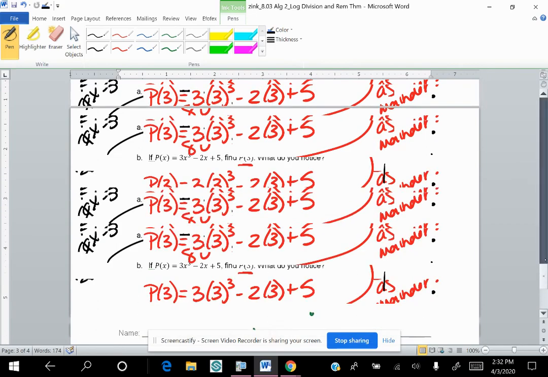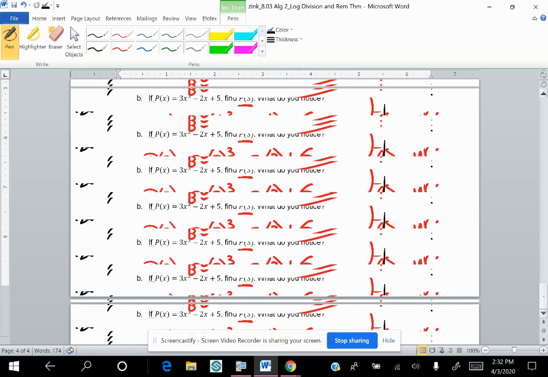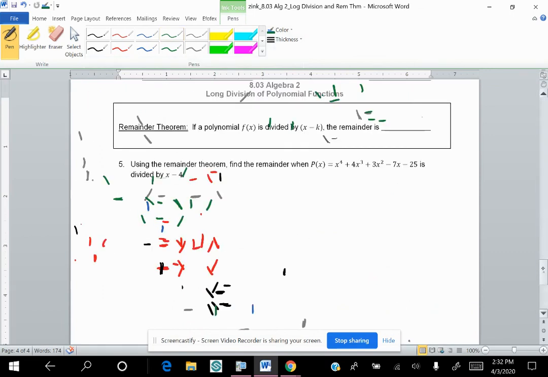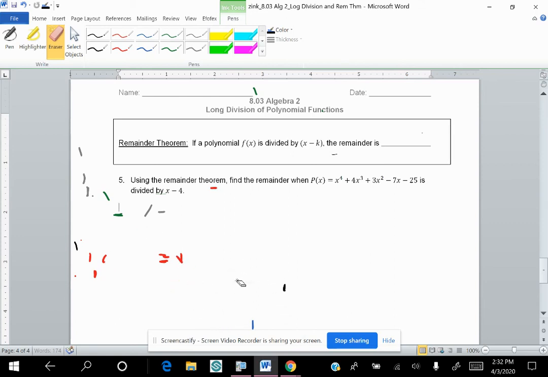So the last one here is the remainder theorem. So what we just did, that is our remainder theorem. If a polynomial f of x is divided by x minus k, the remainder is f of k. So it's whatever you get when you substitute in the 0 value for f of x. Whatever you get, that will be your remainder.